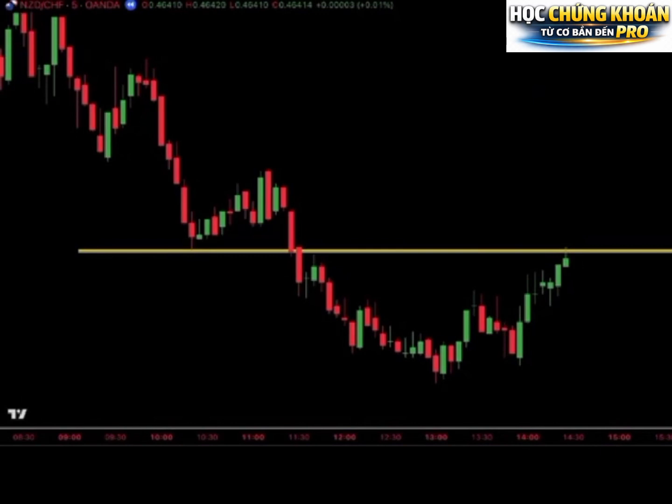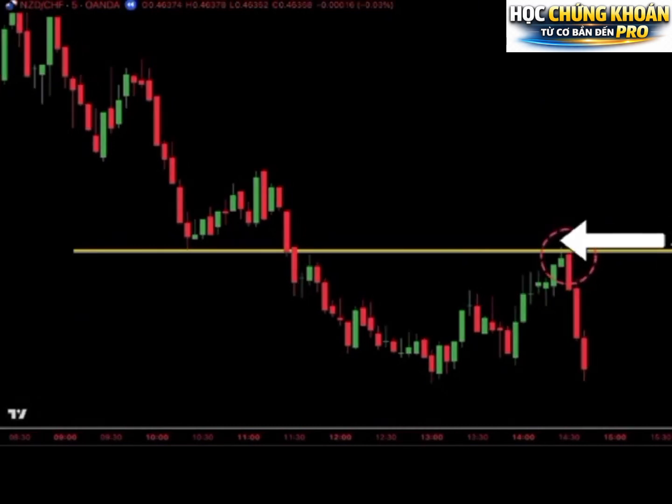This is where we focus our attention because this level becomes a reference point to identify the end of the retracement. As price reaches this resistance level, we start looking for signs that sellers are stepping in again. And as you can see in this example, the market reacts at this level, gets rejected, and then continues moving downward. This marks the beginning of the next impulsive move.